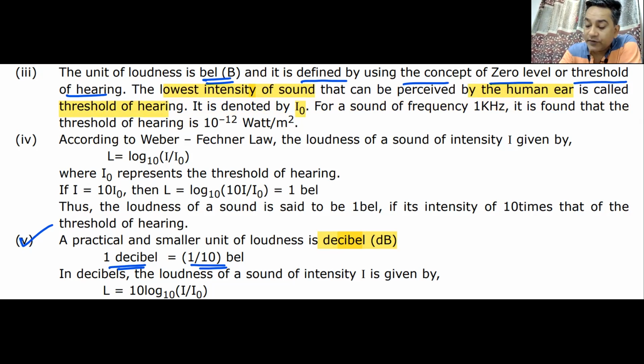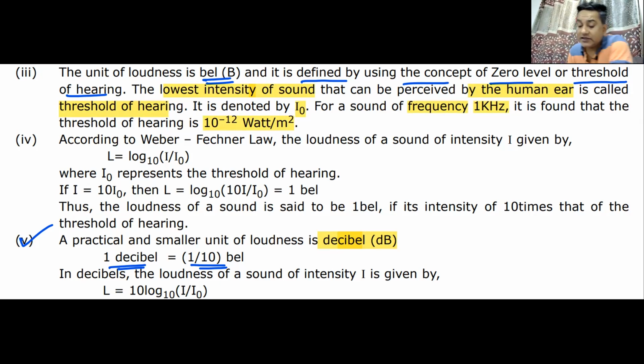If the frequency of sound is 1 kilohertz, this is the lowest intensity that can be heard by the human ear, that is 10 raised to the power minus 12 watt per meter square. Do we understand this?